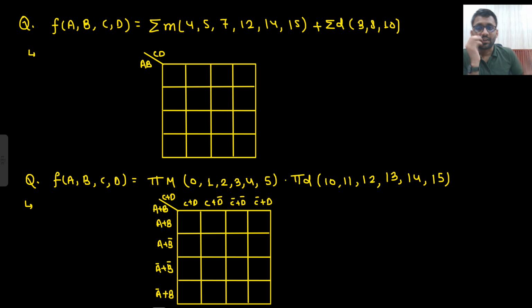Don't care is 3, 8, 10. So let's start. 0, 1, 2, 3, 4, 5, 6, 7, 8, 9, sorry, 8, 9, 10, 11, 12, 13, 14, 15.